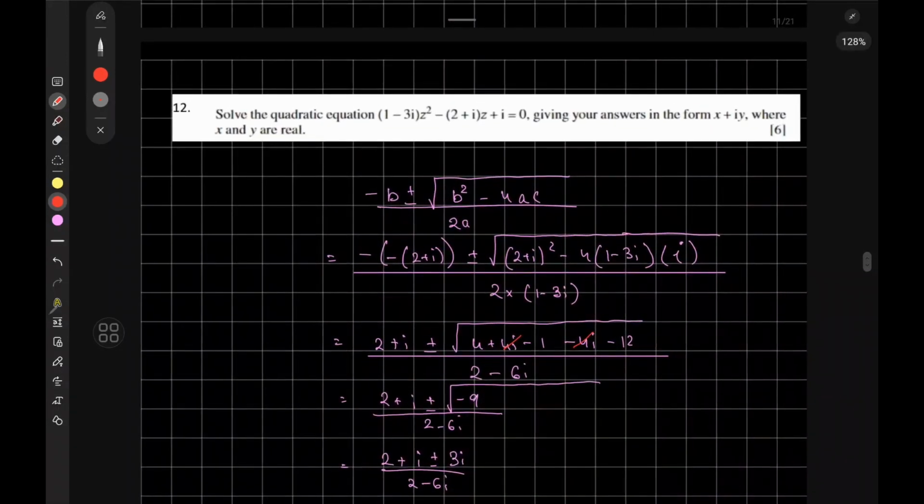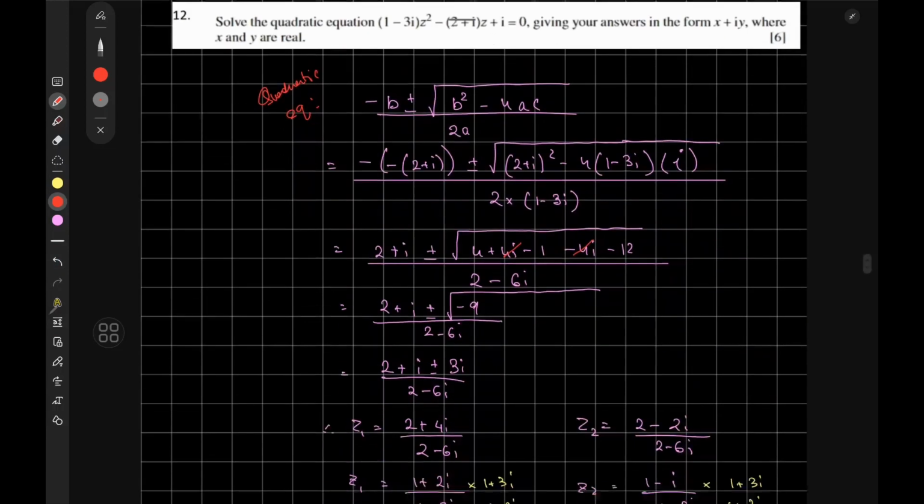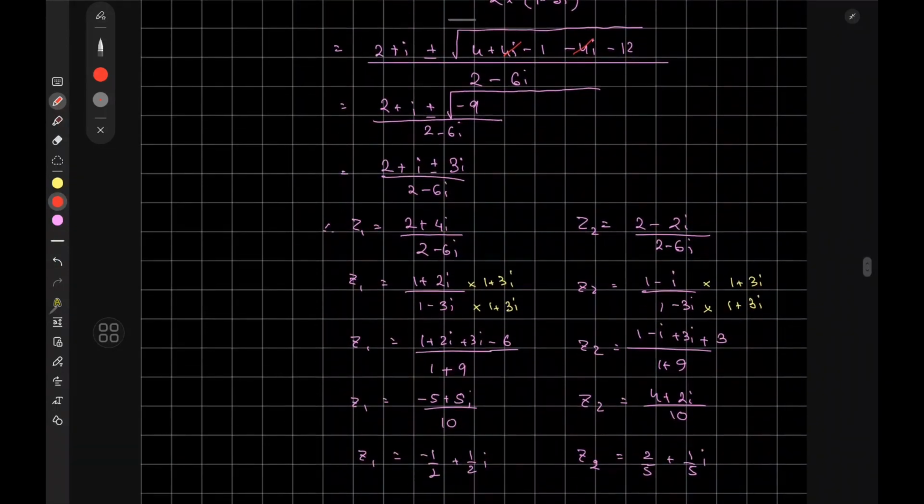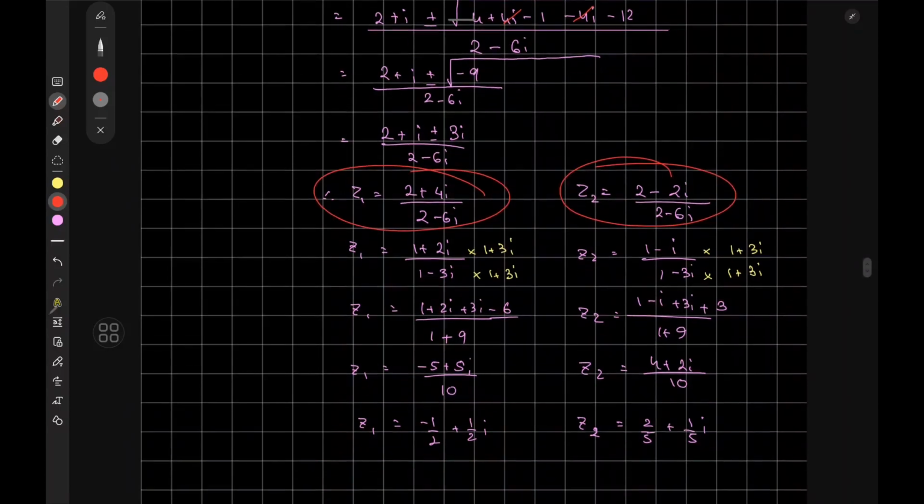So you have to use the quadratic formula, which is minus b plus or minus root of b squared minus 4ac, all over 2a. You simply plug in the values of a, b, c. If you plug in all the values, you're going to get an expression for z, where one is going to be this and the other is going to be this. After you rationalize it, you're going to get this and this.